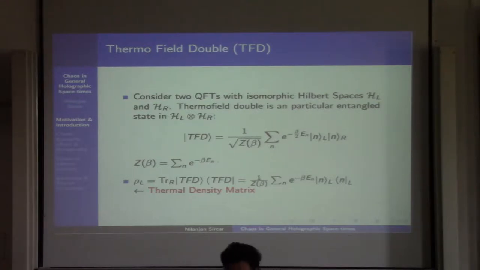So in a thermal system, you can purify the system by something called a thermofield double, where if you have some thermal QFT, you just make two copies of the Hilbert space and define some pure entangled state like this, where N is the sum, one of the copies stays in one of the copies and N R stays in the other copy.